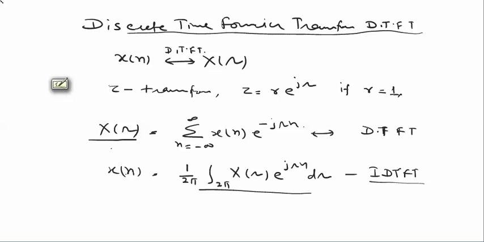In the inverse DTFT, x[n] is a discrete sequence, while X(omega) is a continuous type of signal. DTFT.